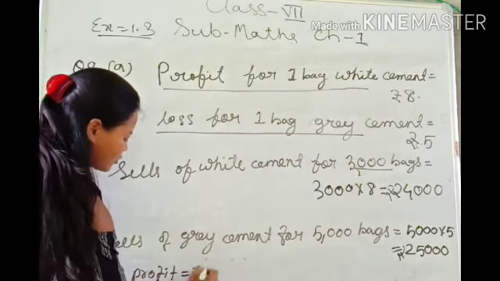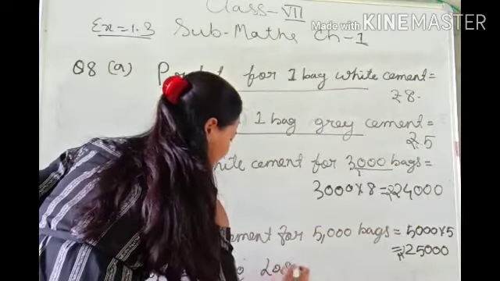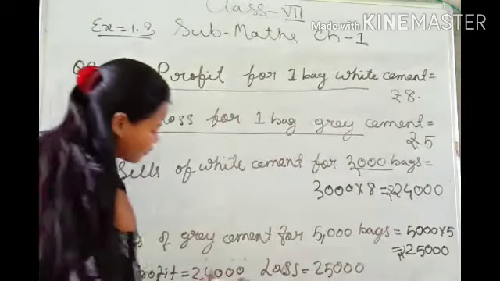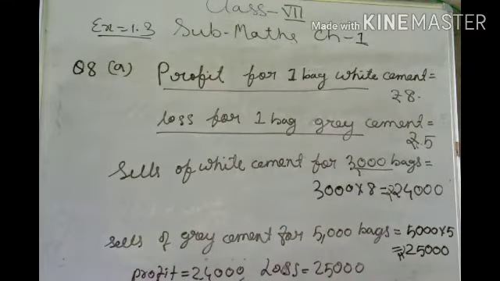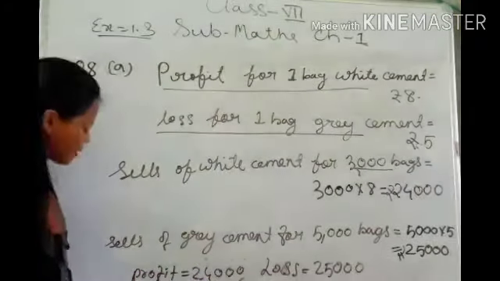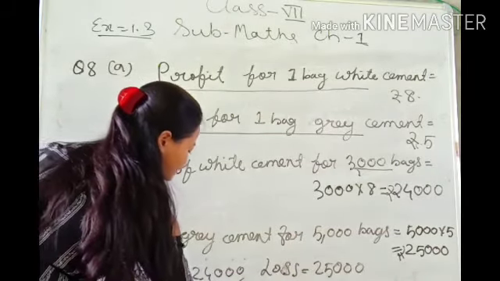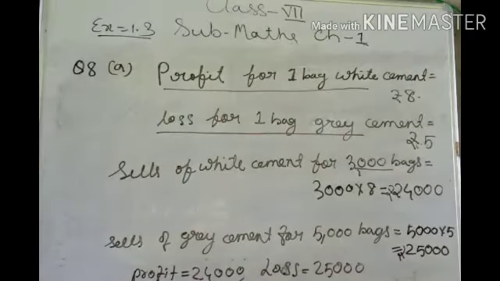How much profit did they earn? 24,000. And the loss is how much? 25,000. After earning 24,000, if you lose 25,000, at the end will the result be a loss or a profit? From these two figures you can see they made a loss. Because which is bigger here? The loss is bigger, isn't it? So if the loss number is bigger, then they made a loss.